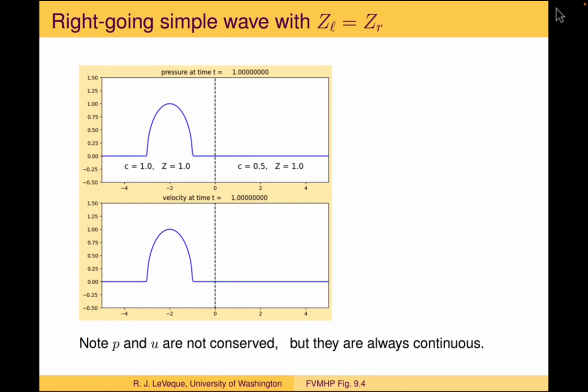Look at that again. Here were the initial conditions, and as it goes through the interface, P and U both remain continuous, and the wave slows down, but the amplitude remains the same. The transmission coefficient is 1, and there's no reflected wave. The reflection coefficient is 0.